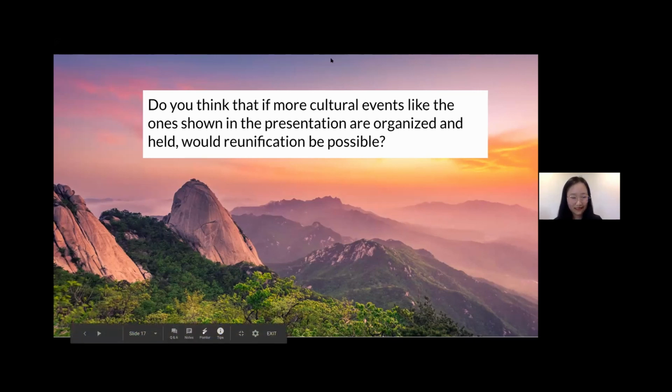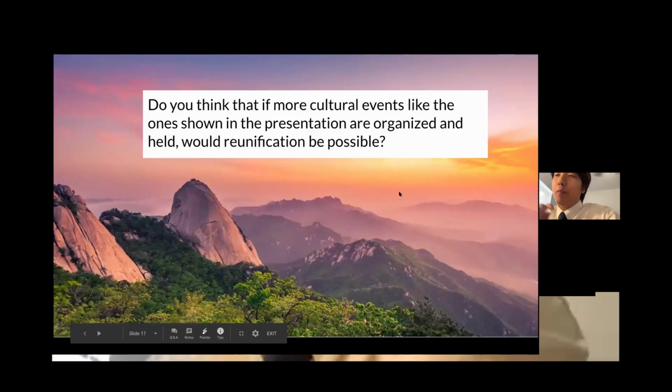So the question is, do you think that if more cultural... Sorry, I cannot see the question. So, like I was saying, the question is, do you think that if more cultural events like the one shown in the presentation are organized and held, reunification would be possible? Panelists, if you can say your responses to that.